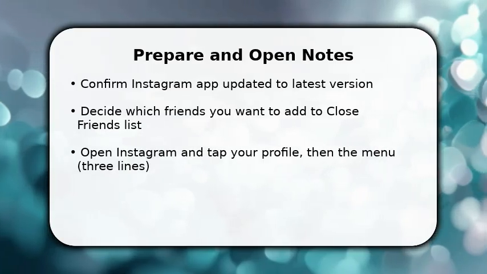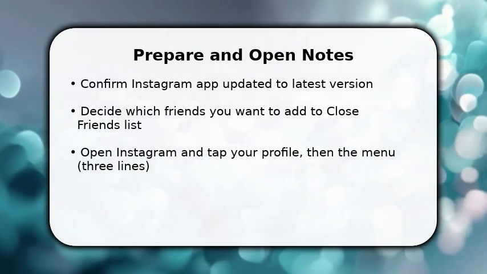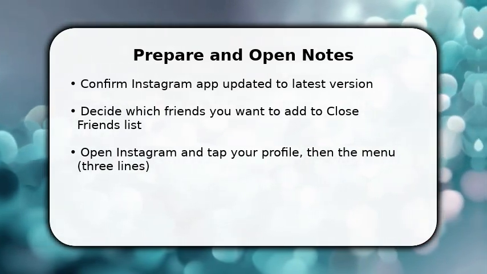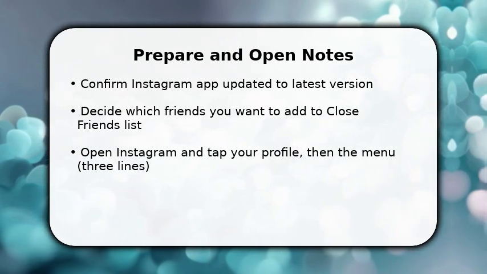You'll start by making sure your app is updated so features match these steps. Once done, pick the friends you want on your close friends list. This keeps your notes targeted.